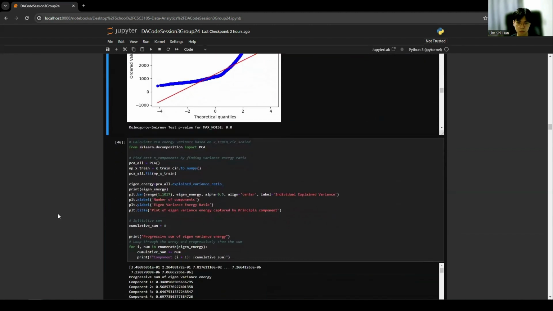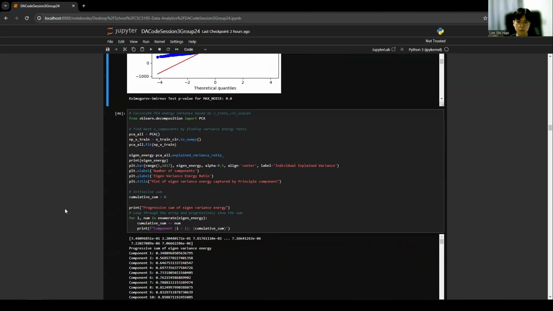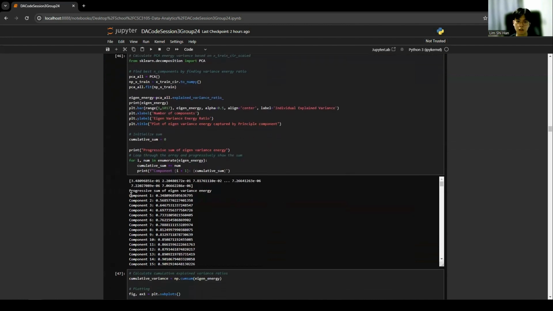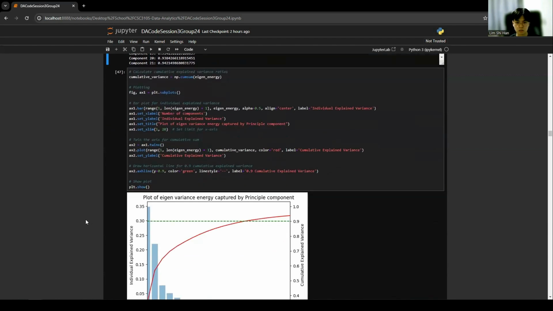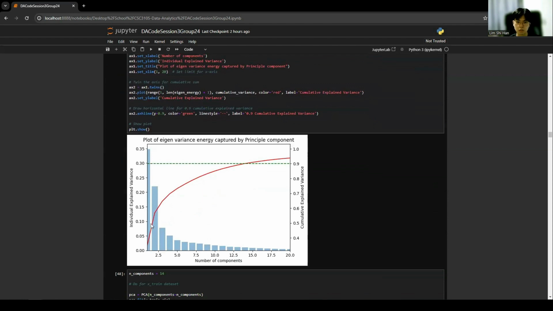Before that, we did a PCA. What we did first was to see how many components we needed to retain, so we got the eigenvalue energy ratio. We printed out the progressive sum, and we wanted to retain 90% of the information, so we set our components to 90%. In this graph, we also plotted it out. As you can see, the cutoff we wanted was 0.9, and it was reached at around 14 components.